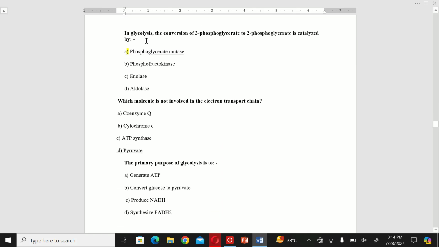The next MCQ is in glycolysis, the conversion of 3-phosphoglycerate to 2-phosphoglycerate is catalyzed by A. Phosphoglycerate mutase, B. Phosphofructokinase, C. Enolase, and D. Aldolase. So the correct option is A.